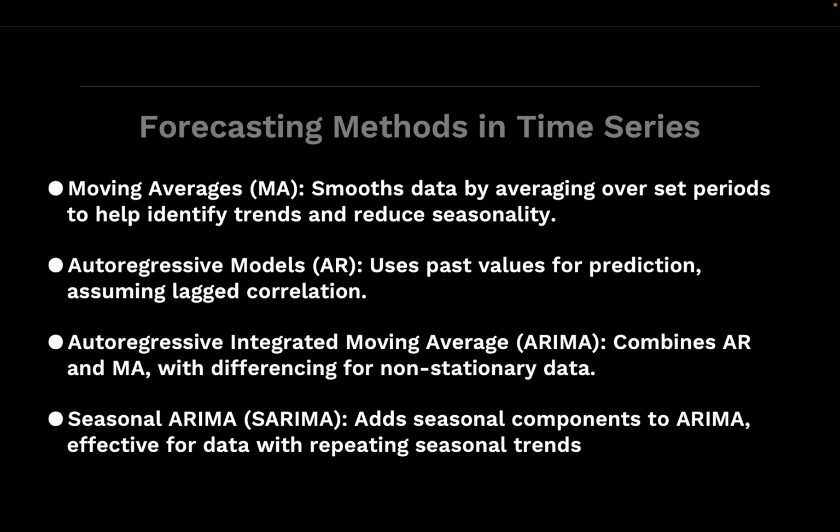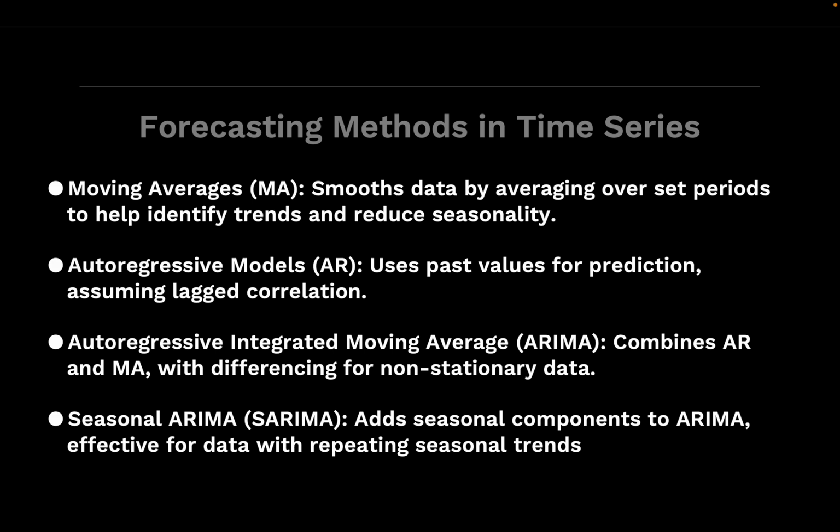Now looking at the forecasting methods in time series, we have moving average, autoregressive models, autoregressive integrated moving average, ARIMA, and seasonal ARIMA, which is also known as SARIMA. Moving average basically smooths the data by taking an average over a set period of time, to help plot trend lines and reduce seasonality. Autoregressive models are simple models which use past values for prediction, and they create correlation between data points to create a lagged correlation metric.